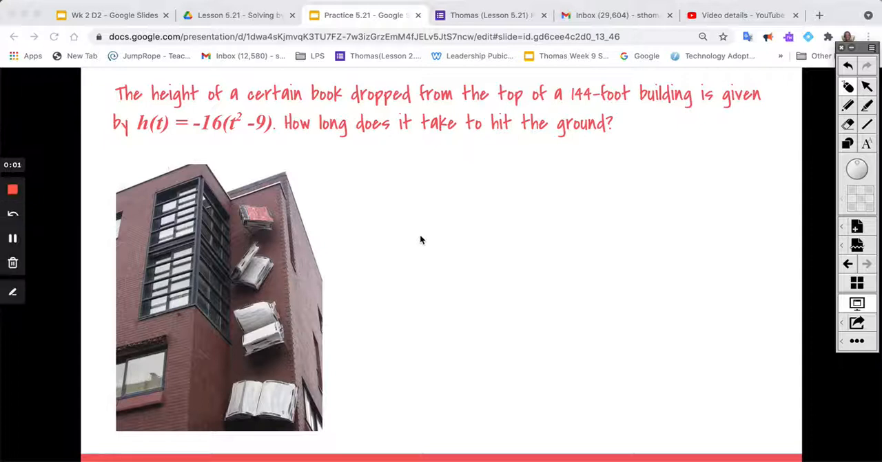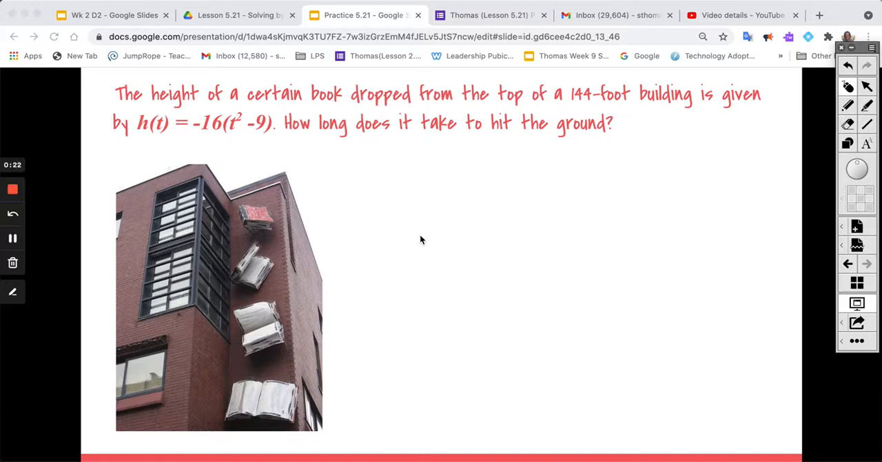All right, so this question says the height of a certain book dropped from the top of a 144-foot building is given by h of t is equal to negative 16 times t squared minus 9. How long does it take for the book to hit the ground? And we've seen these questions over and over.